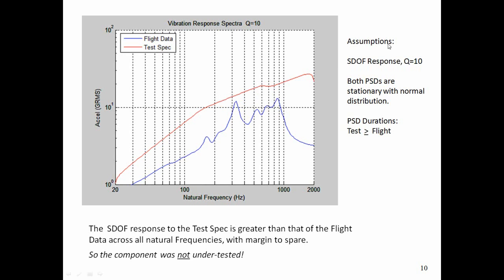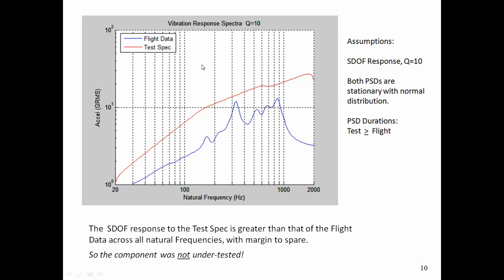Now, let's review our assumptions, because we need to be honest about our assumptions. We're assuming that our component is a single degree of freedom system. We're assuming it has Q value equals to 10. Now, we're allowing natural frequency to be an independent variable, and we have a wide range of natural frequencies. So as long as our component is from 20 hertz to 2000 hertz, we're good.